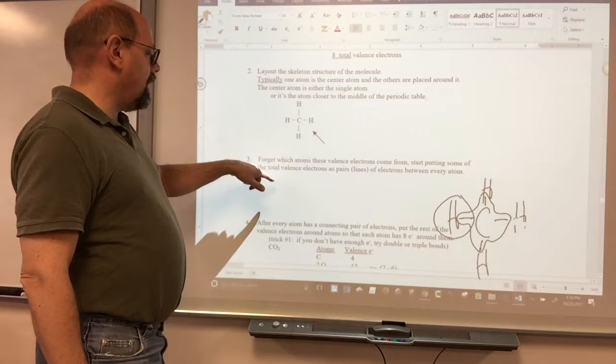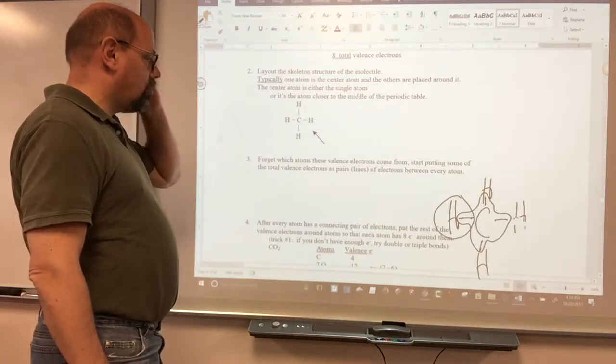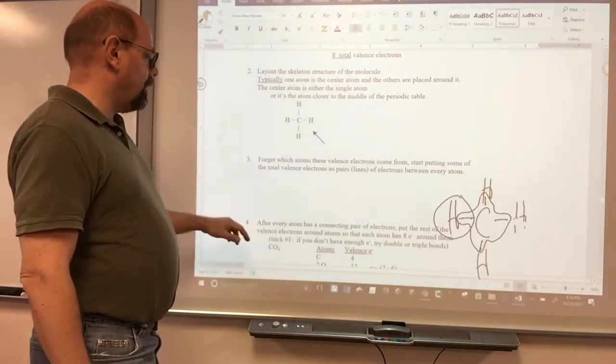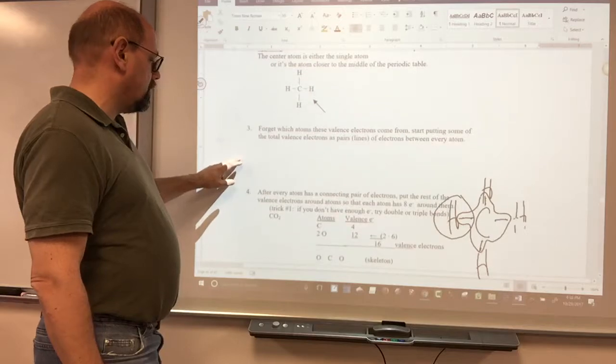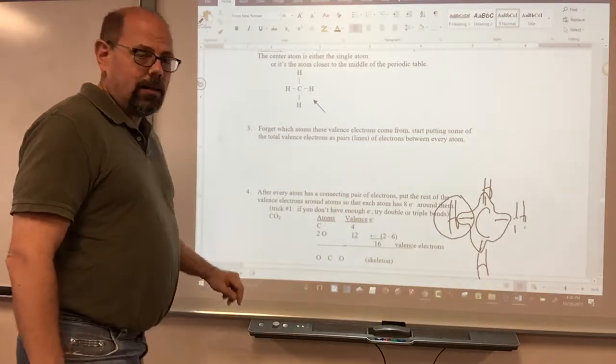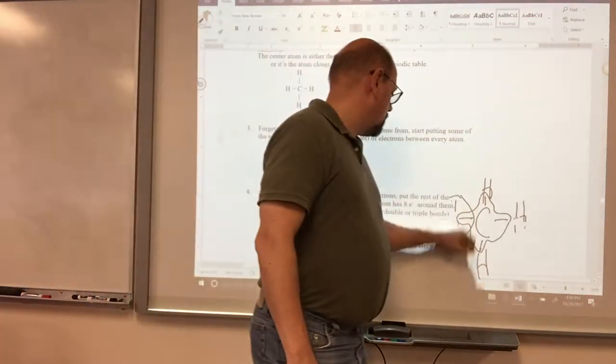Okay? Forget where the atoms came from. You put those lines down and you draw them out so that every atom gets as many as they can. In other words, they shoot for 8. So let's try a little bit more challenging one.